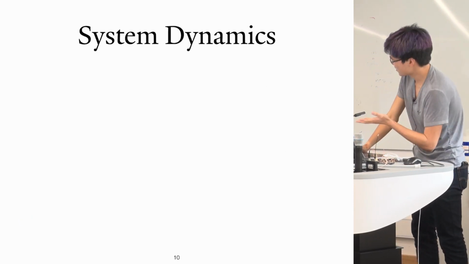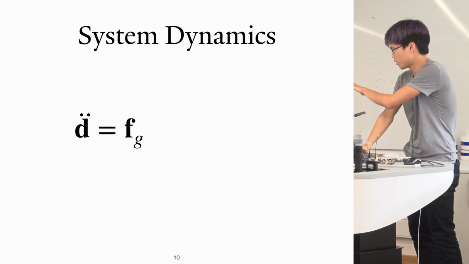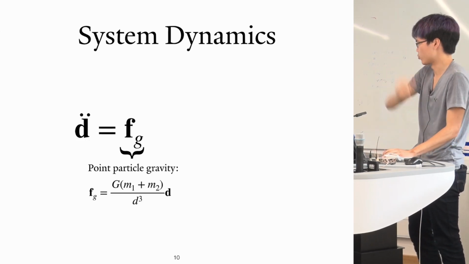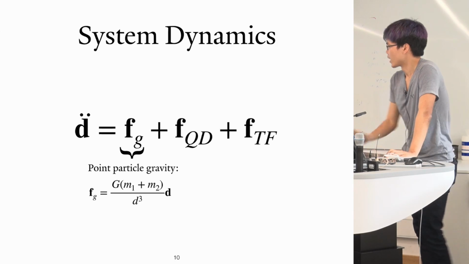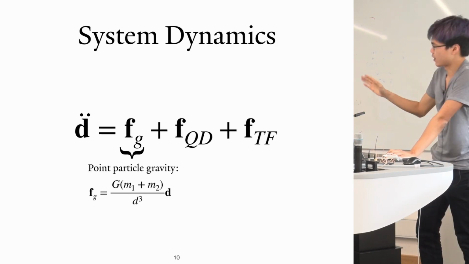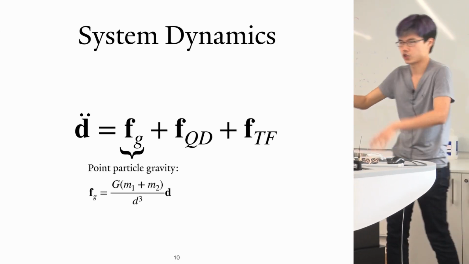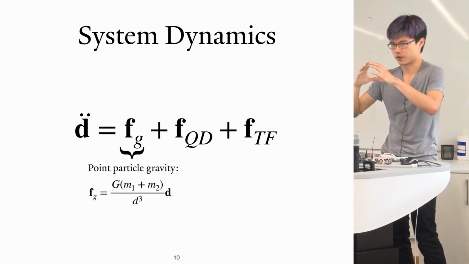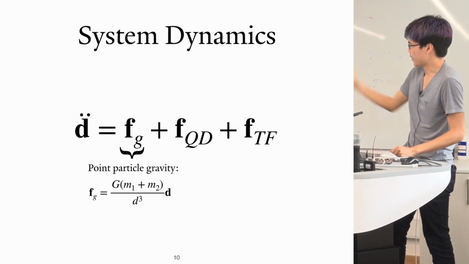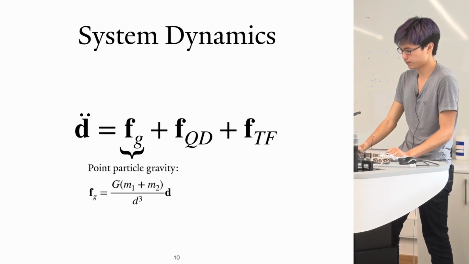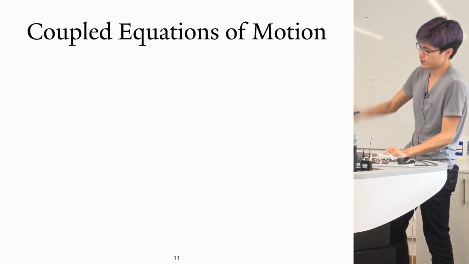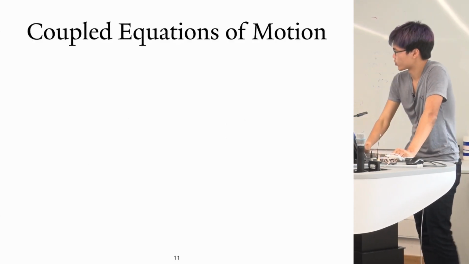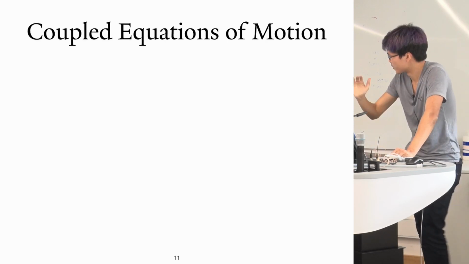So the system dynamics now are a lot more complex than just the simple point particle gravity that we're familiar with. You now have two additional forces. You have to account for the quadrupole distortion force, which accounts for the deviation from a perfect sphere of our body, and the tidal damping force. I'm now going to explicitly give the coupled equations of motion that we're using in this framework.